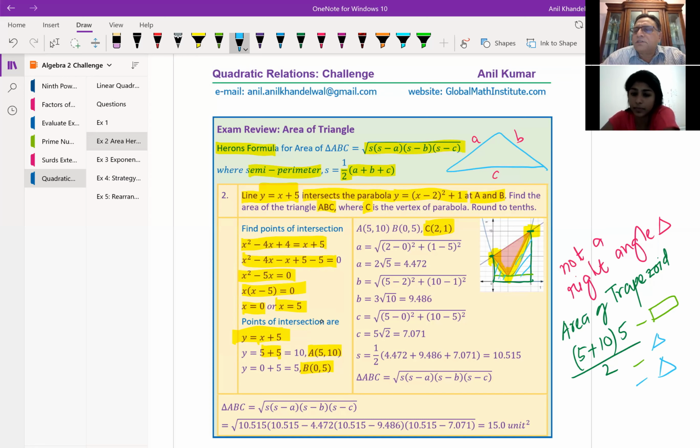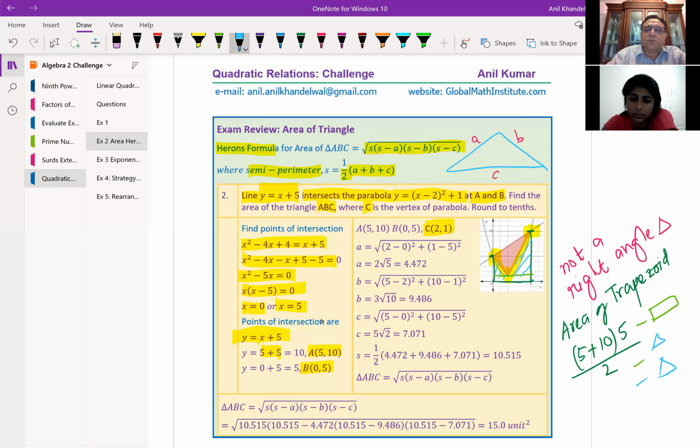So just in case you forget the formula, which is Heron's formula, right? Sometimes it is given in the test paper also. In that case, you can apply this strategy. This is a neat strategy to find the area of any polygon for that matter, right? Not only a triangle, correct? So you can exclude whatever is not required and then get the one which is required.